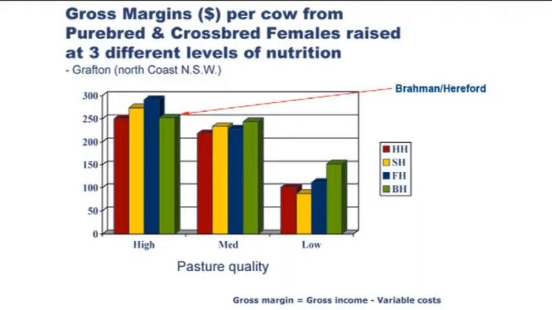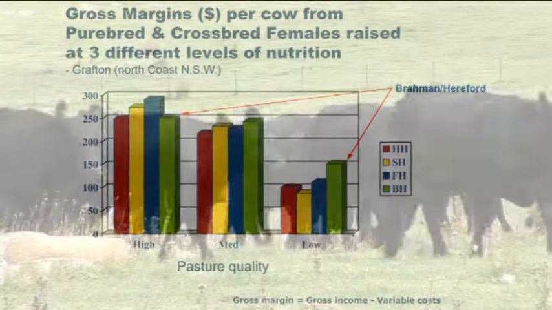Notably, the Brahman-Hereford cross, that's the BH, underperforms relative to the purebreds and other crossbreeds under the high nutrition, but under the low nutrition, the Brahman-Hereford cross clearly outstrips the other breed types. So I'd ask you to carefully look through that slide at your leisure and just note those differences, because those interactions between the breed combinations and the different standards of nutrition are very important.